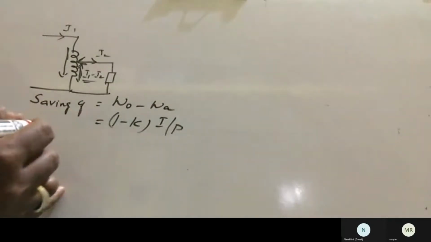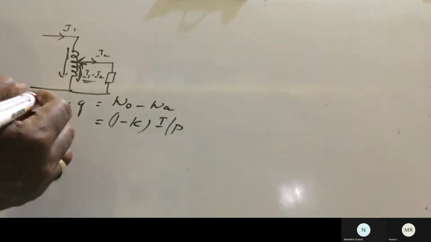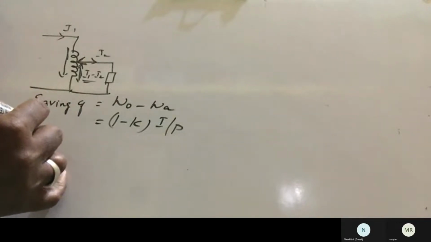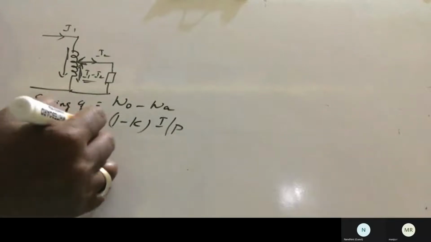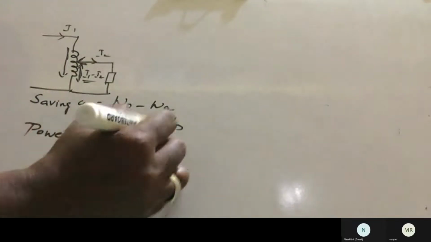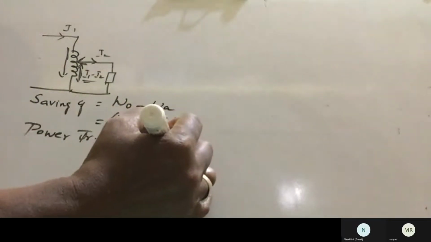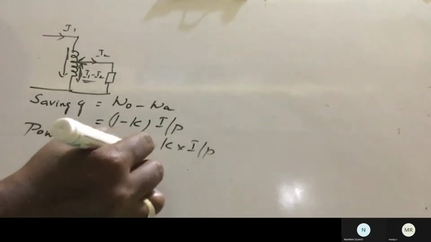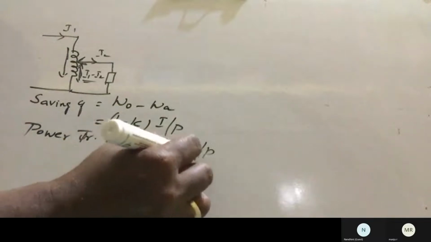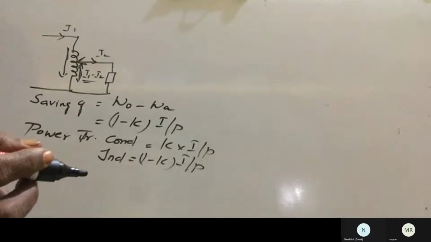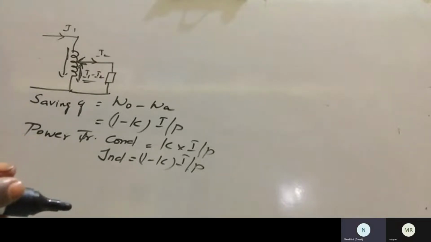And also if it is conducted, Manju, can you tell what we saw in the last class? The power transfer if it is conductive. So what is that saving of copper? That is K into input, isn't it? Inductively, we can take 1 minus K into input. Is it correct? Nandini? Yes, ma'am.